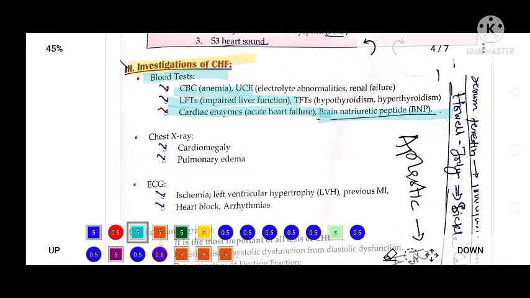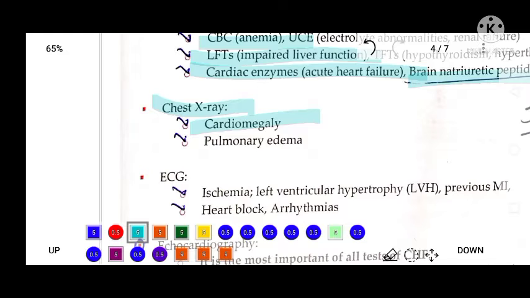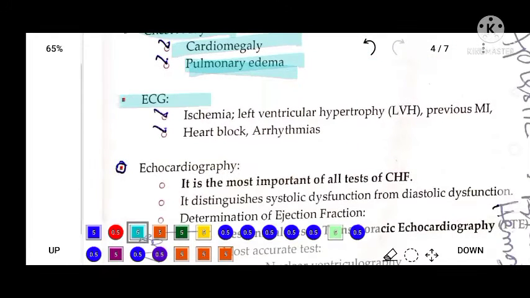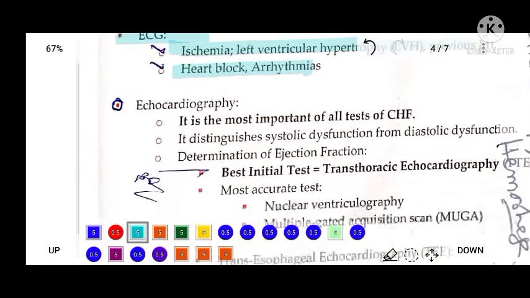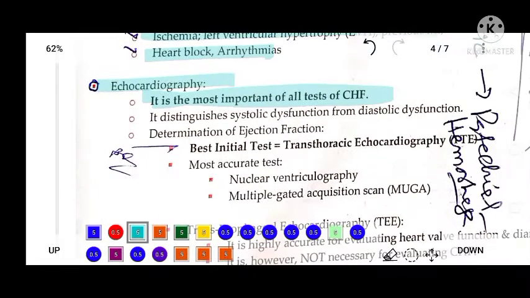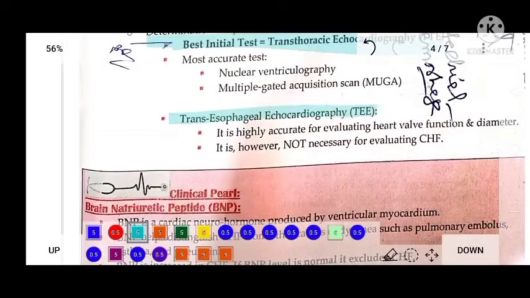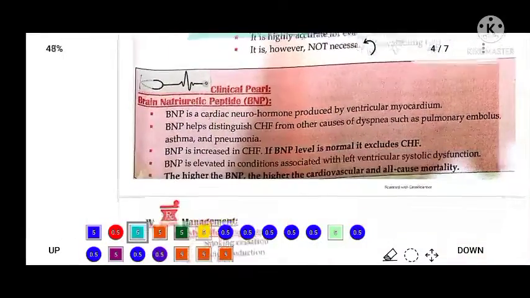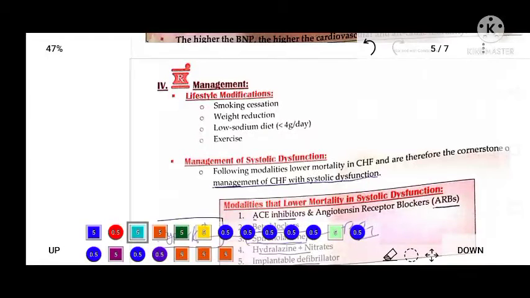enzymes. BNP will be checked. Chest X-ray shows cardiomegaly and pulmonary edema, and the ECG of the heart will show ischemia, left ventricular hypertrophy, or previous MI. Heart block and arrhythmia will be there. Echocardiography is the most important of all tests for congestive heart failure. The initial test is transthoracic echo, and transesophageal echo is also performed. So in this way we can check for heart failure, and then the management will be done.